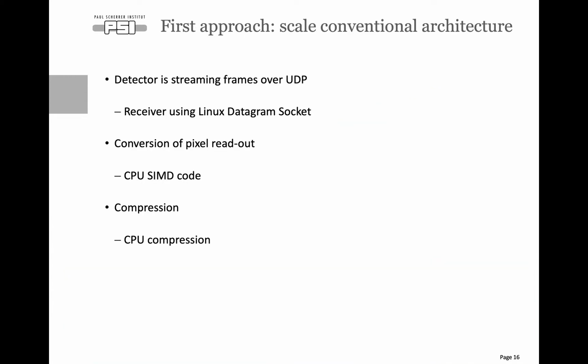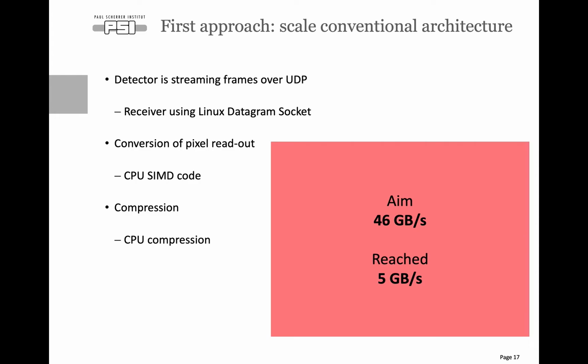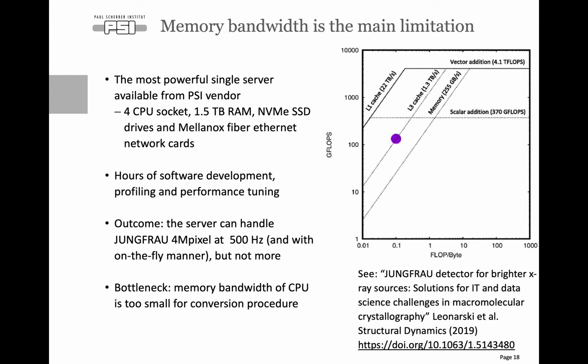So first, we wanted to do data acquisition and conversion of the images traditionally on a mainstream architecture with just a CPU-based implementation. So we had a receiver that is receiving frames streamed over UDP. We had the code for the conversion that I just explained that was optimized to benefit from the single instruction multiple data paradigm in the CPU, and there was a routine for compression. Our aim was to process 46 gigabytes per second, while with a very expensive 4-socket CPU system, we could reach 5 gigabytes per second.